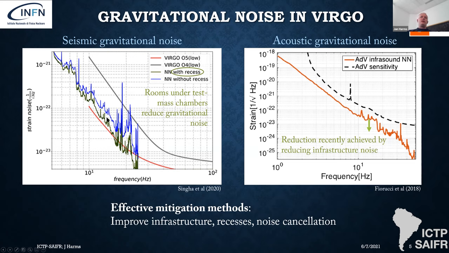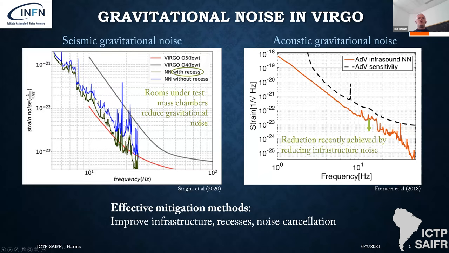But something else that I can point out here is that these two predictions are different in a simple way, because under the test masses, which are suspended about 1.5 meters above ground level, there are, in reality, rooms that are being used to install these test masses from below. So you enter the vacuum chambers from below through a room that is under these test masses. And the presence of this room causes a reduction of the gravitational noise, because you keep a greater distance between the ground and the test mass.